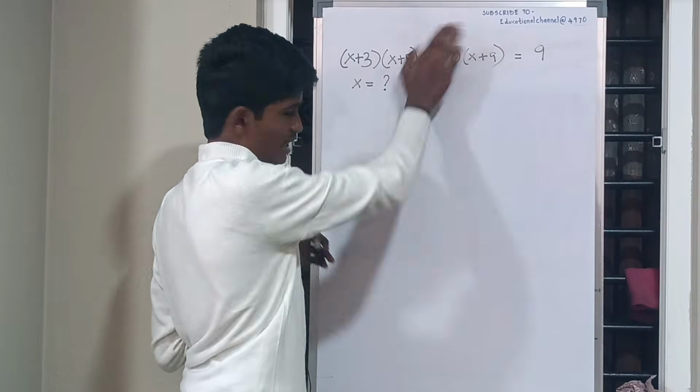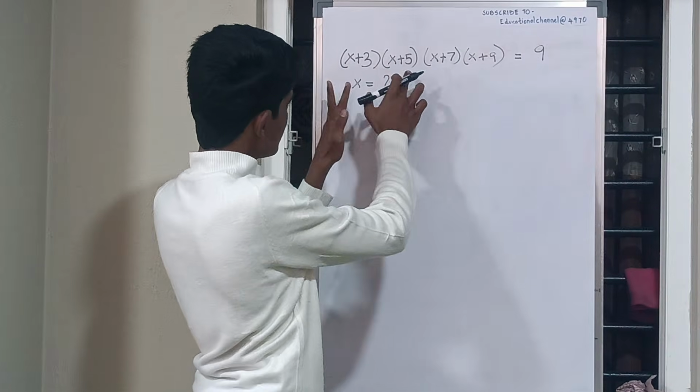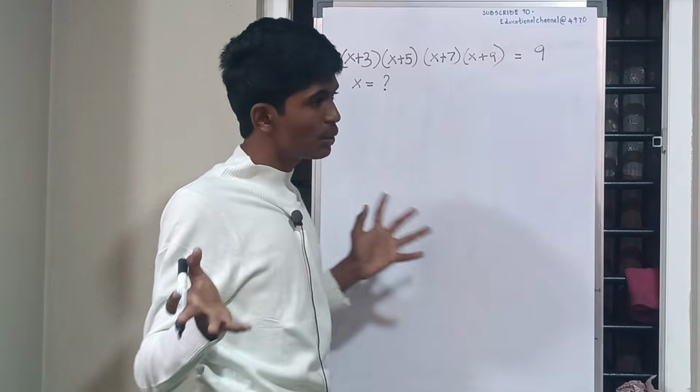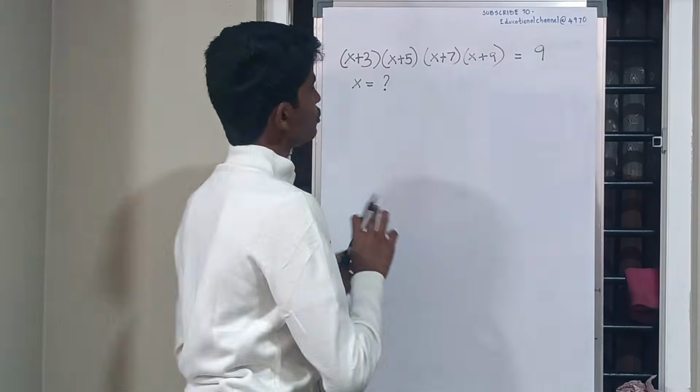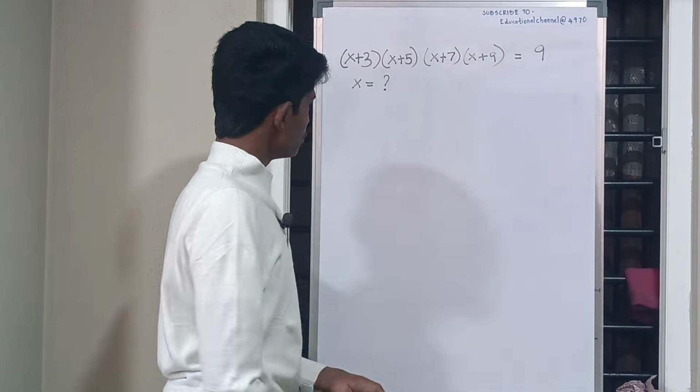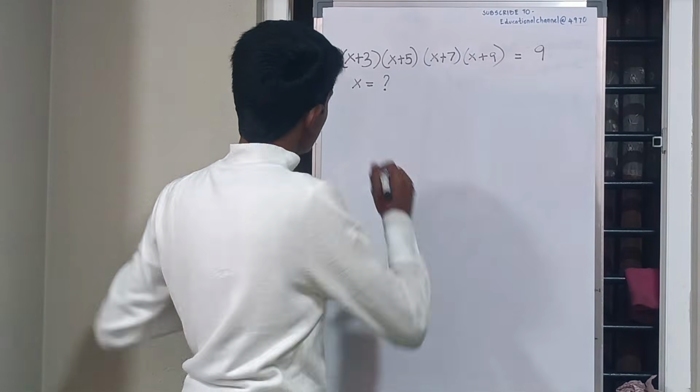Generally, if we have only two factors, x plus 3 into x plus 5 equals 9, we will try to expand this, bring a quadratic equation and then solve for x. It will be very simple, you can use the quadratic formula. But you have 4 terms. If you do the same thing, let's see what happens.